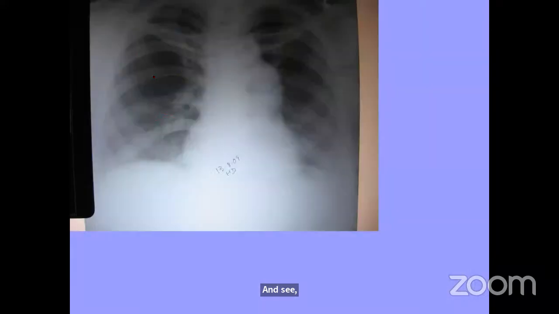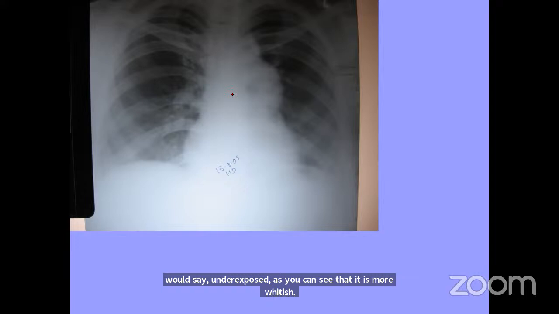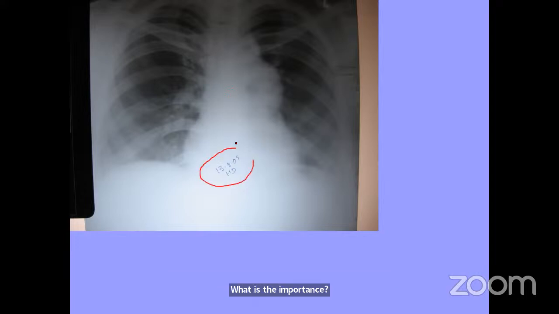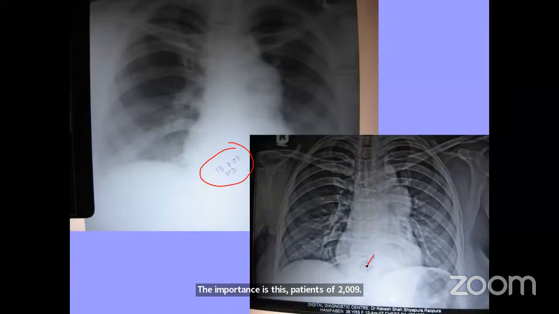Okay, so this is an X-ray of a patient which is, I would say, underexposed. As you can see, it is more whitish. What is the importance? This patient's X-ray is of 2009. The other X-ray was done even 2 years back, but on a digital machine. And here it is overexposed. And you can see that this patient had undergone heart surgery. These are the staplers, right? These are the wires actually for a cardiac surgery.